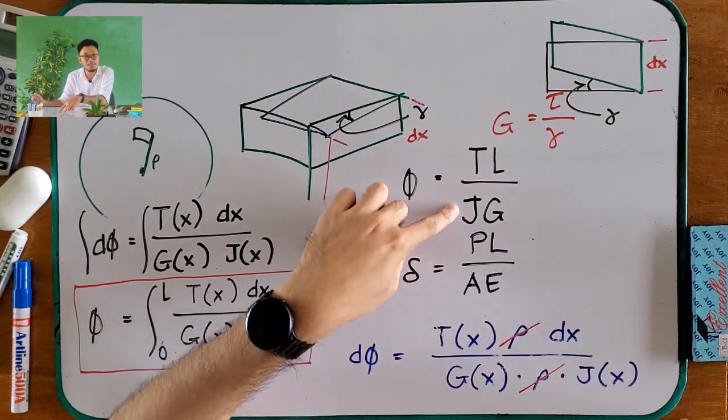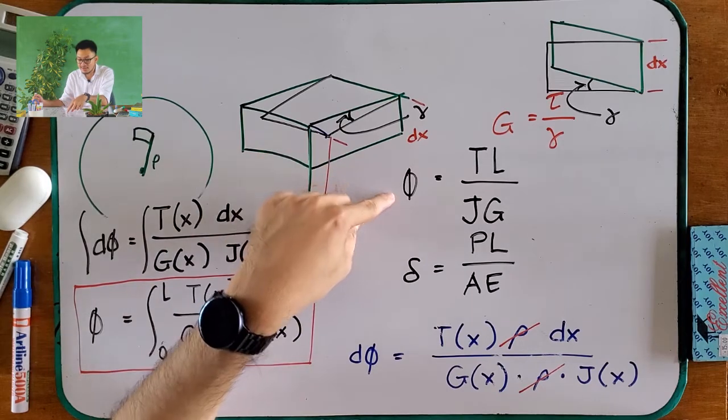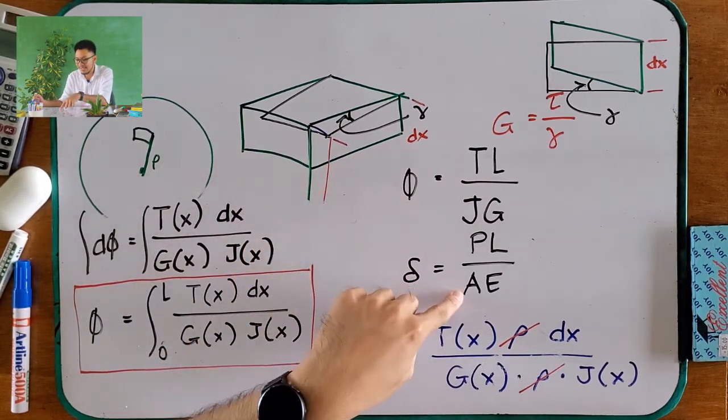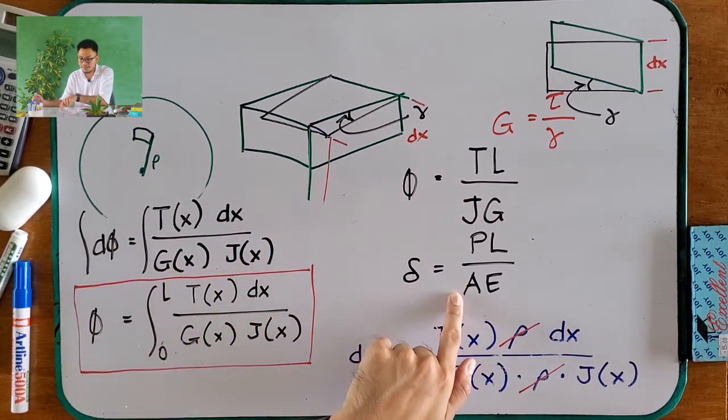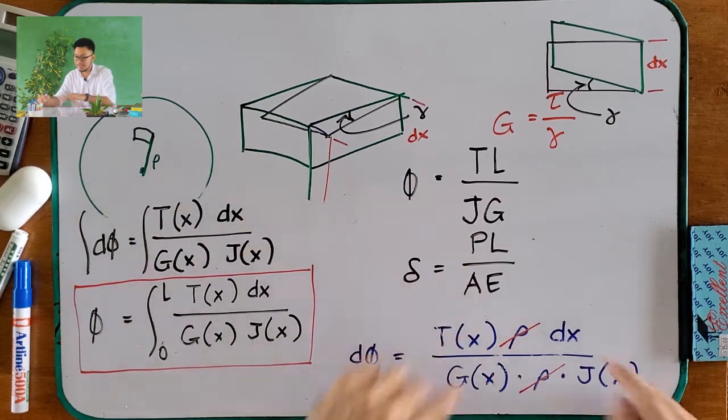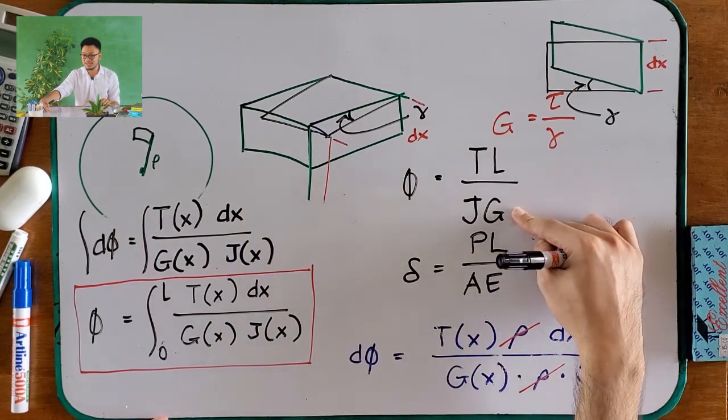Your J is your polar moment of inertia kung sa imong shaft. Your A is your cross-sectional area kung sa imong beam. And your G is your modulus of rigidity tungod kay we are talking about shear stress here. So, modulus of rigidity ang atong gamiton.